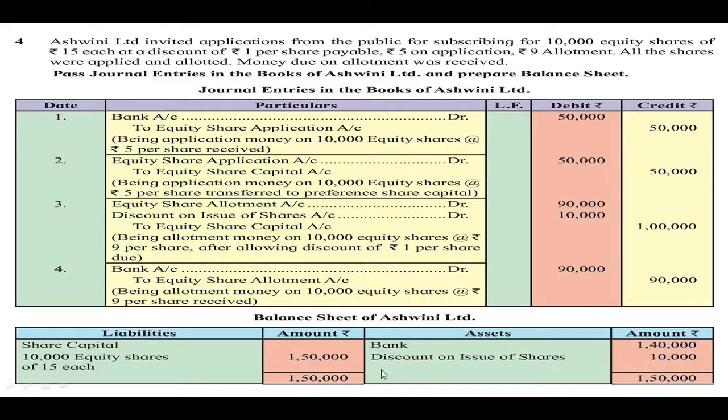And then there is a discount on shares which is shown under assets until it is completely written off. So discount on issue of shares is rupees 10,000. Therefore the total of the balance sheet on the liability and asset side is equal, that is rupees 1,50,000.